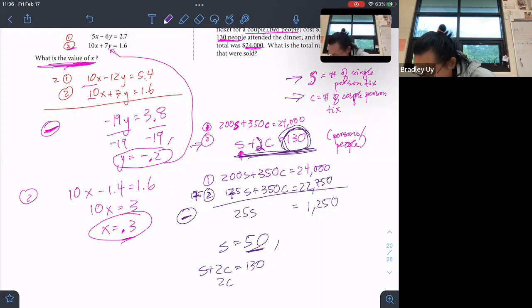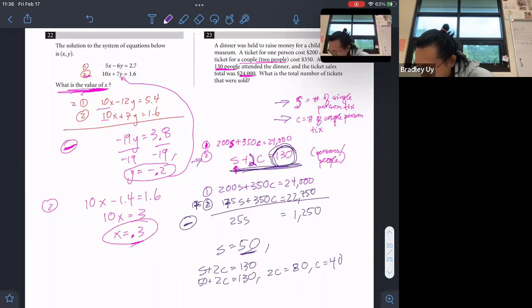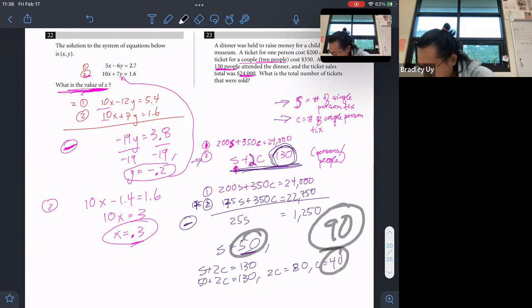50 plus 2C equals 130. That implies that 2C equals 80, and that implies C equals 40. C, mind you, is the number of couple person tickets. So I sold 50 single tickets, 40 couple tickets, and the total number of tickets sold was 90 total tickets. That's the sum of this and this. Okay, and that's that.